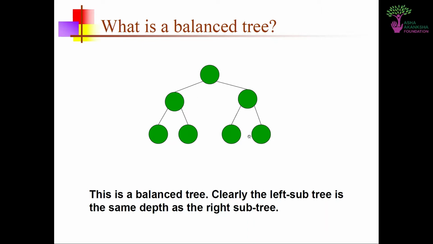Here is an example of a balanced tree. As you can see, the height of the left subtree is equal to the height of the right subtree at each node. When we look at the root node, the height of the left subtree is 2 and the height of the right subtree is also 2. When we look at this internal node, the heights of the left and right subtrees are both 1. Similarly for this one, both are 1, and for the leaf nodes the heights are 0, of course. So this is a balanced tree. The left subtree has the same depth as the right subtree.